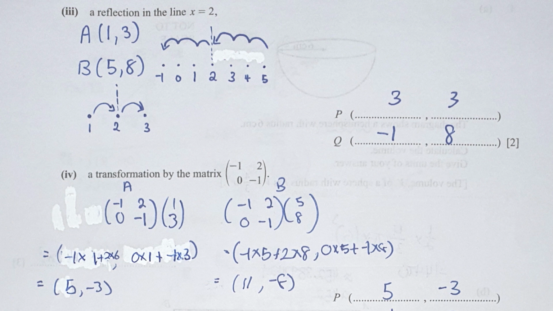For question 3, I labeled down A and B's points. A reflection at the line x equals 2. The moment you see reflection at the line x equals 2, you will know that there's no change in their y coordinate. So I basically fill up 3 and 8 first. Then I trace it back by drawing the diagram below.